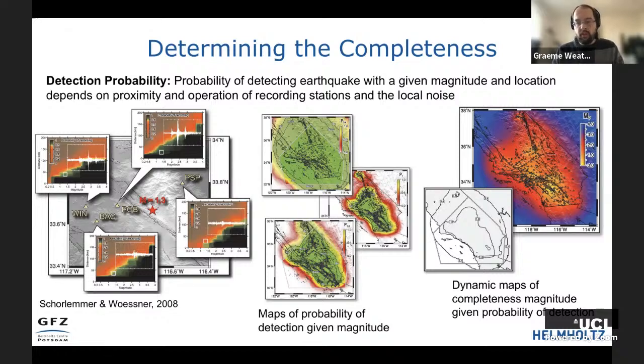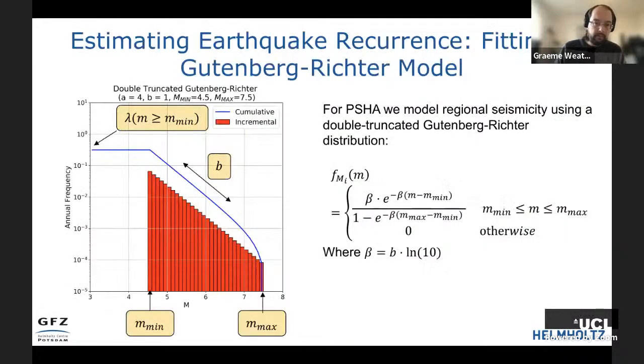In fact, we can turn this around, and for a given probability of detection, you can end up having maps that show the time variation in the completeness, or the threshold magnitude above which you think your network should be able to detect the earthquake. So this is the completeness problem.